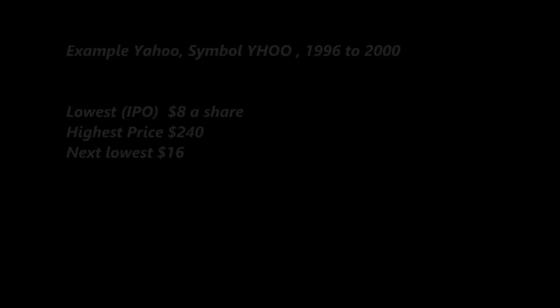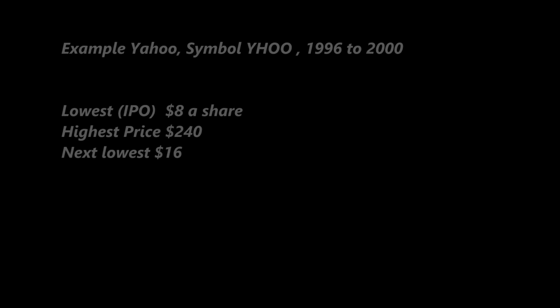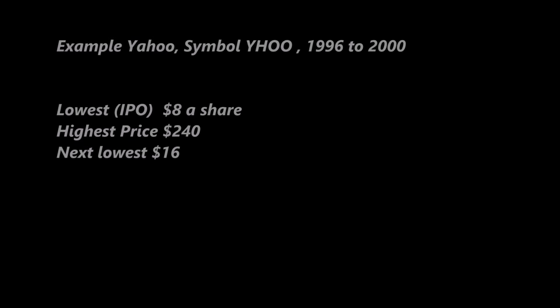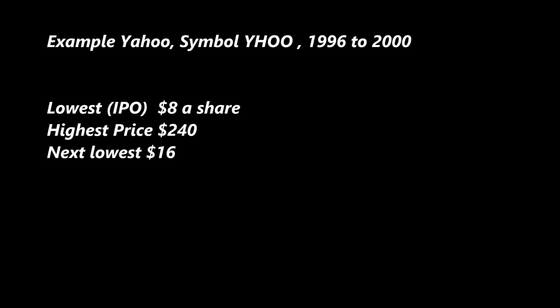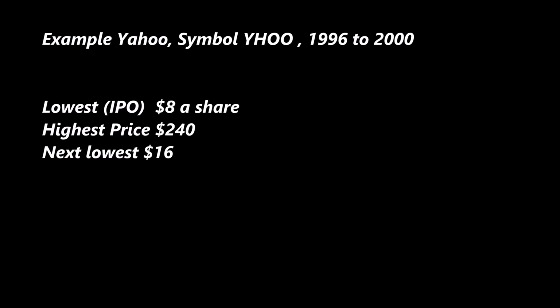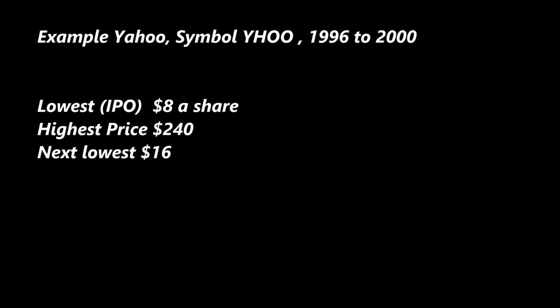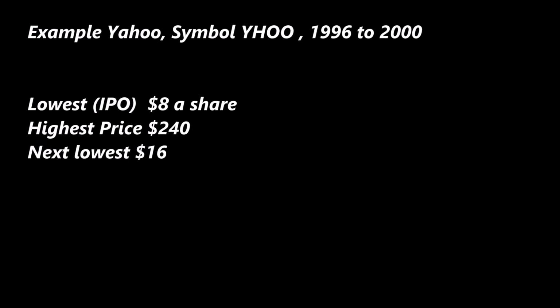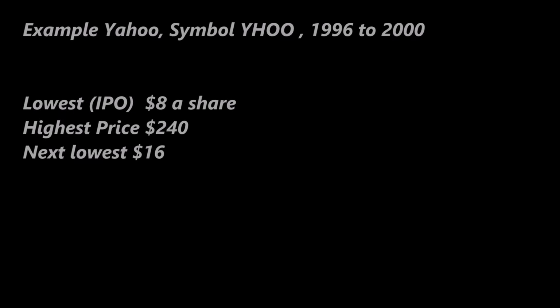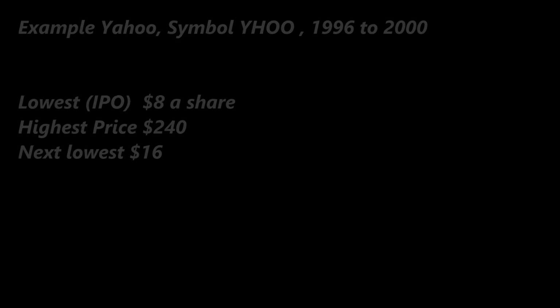Let me give you an example of Yahoo between 1996 and 2000. The stock symbol is YHOO. The start low, or the IPO price, was $8. The high was $240. The end low was $16.